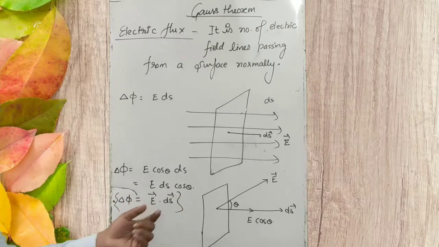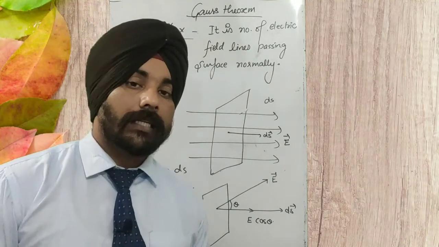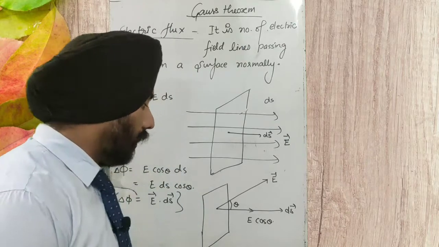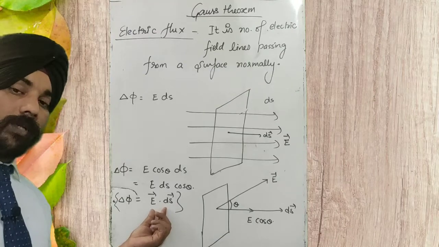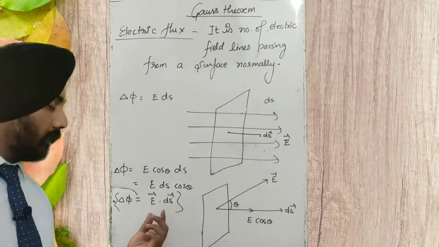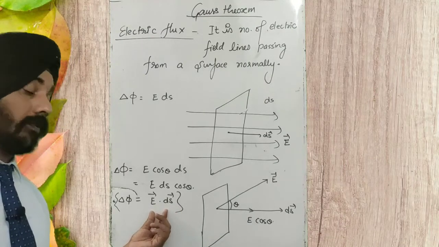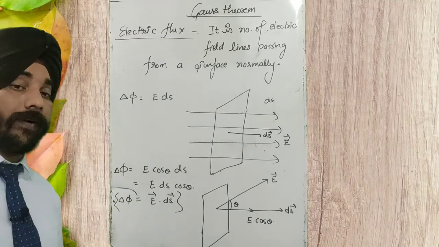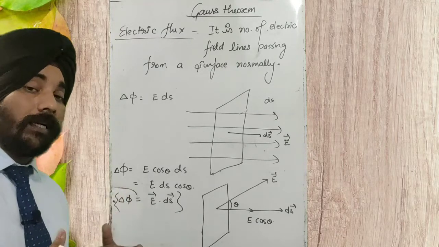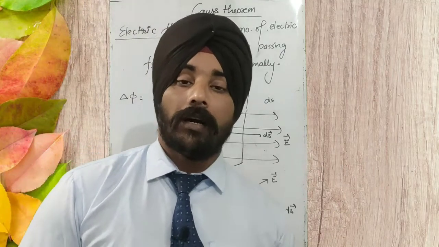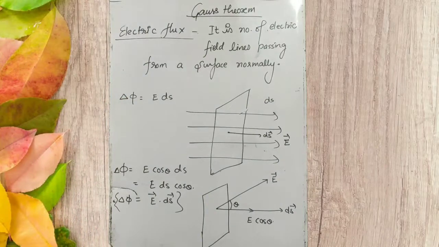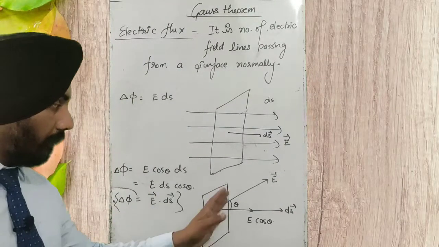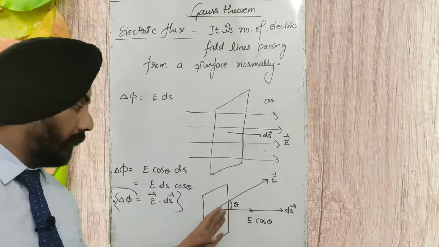So it is the dot product of two vector quantities. So electric flux is a scalar quantity, because it is equal to the dot product of two vector quantities. It is a scalar product of two vector quantities. A scalar product of two vector quantities shows that the resultant quantity is scalar in nature. Is that clear?